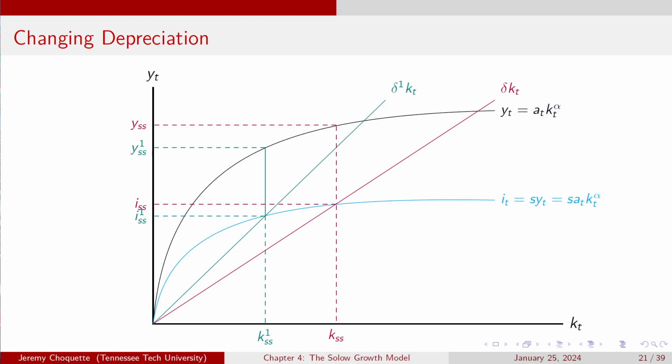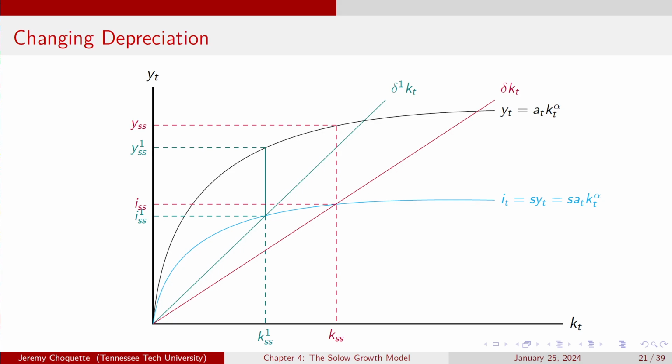Now, what about investment? Why isn't investment shifting up or down? Well, investment's not shifting because S isn't changing. If you change S, then investment will shift up or down. Output will stay the same, but if investment shifts down, you consume more and invest less. If investment shifts up, you consume less and invest more. So you're not going to get a shift in investment just from a change in depreciation. Now, if A changes, that shifts output up and it shifts investment up by the exact same amount.